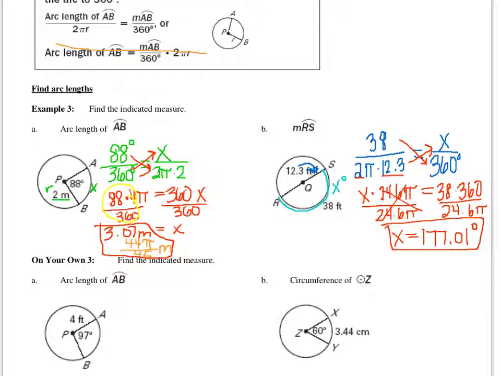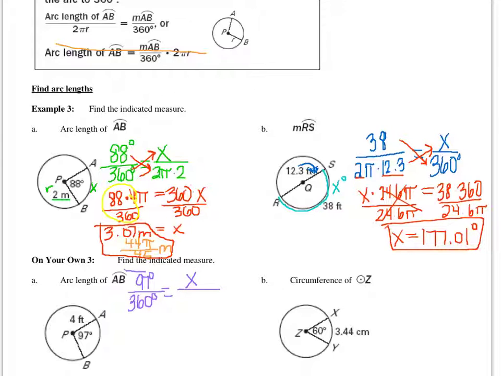The next problem here, let's look at this next one. It says find the indicated measure. We want the arc length of AB. So I want this length right here. Now I know the arc measure is going to be 97 degrees, so I can write a proportion using that measure. So I've got 97 degrees out of my total, which is 360 degrees, equals, now I know my radius here, so I can write my circumference, and then I need to find this arc length.